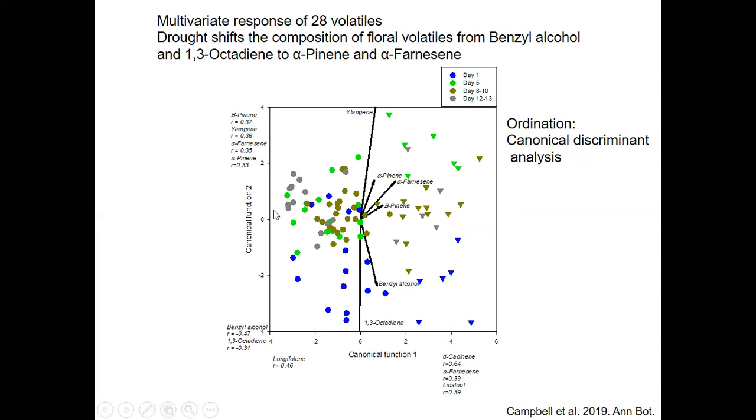And so as you go from here to here, that's highly correlated with the amount of alpha farnesene. So groups on this side, like the day 8 to 10 and the day 12 to 13 plants, the drought-stressed ones, are emitting more alpha farnesene. The second canonical function is separating plants along this axis, and you can see that the day 1 plants that have the wettest soil are emitting more benzyl alcohol and 1,3-octadiene compared to the drought-stressed plants.